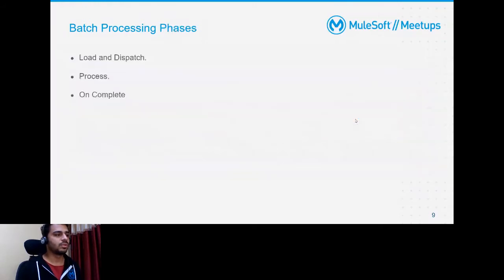Okay, moving on to the next. So we generally have three phases or three steps which are followed when a batch processing is in execution. The first is load and dispatch. The second one is process, and the third one is on complete. So we'll discuss first about load and dispatch.